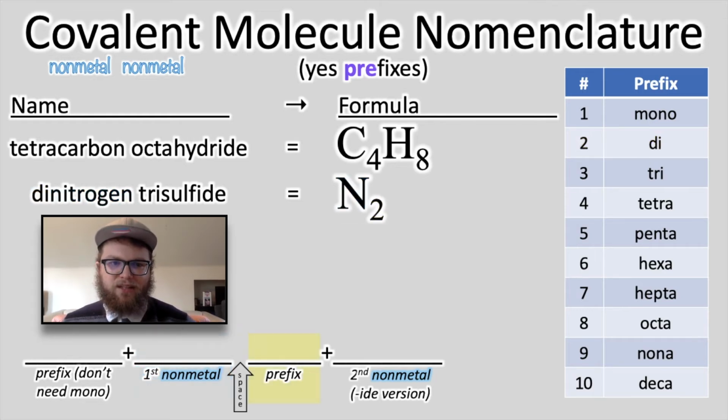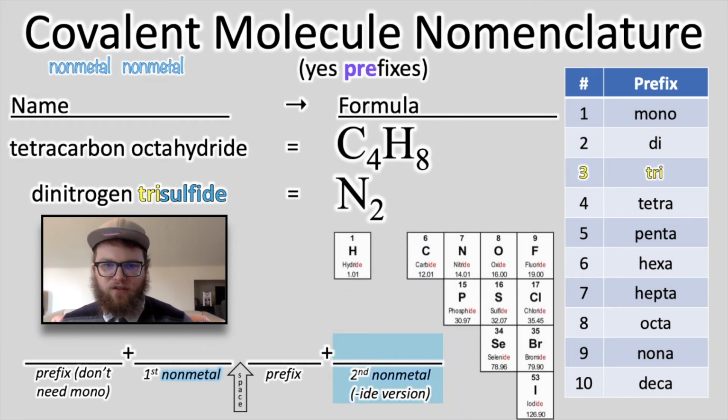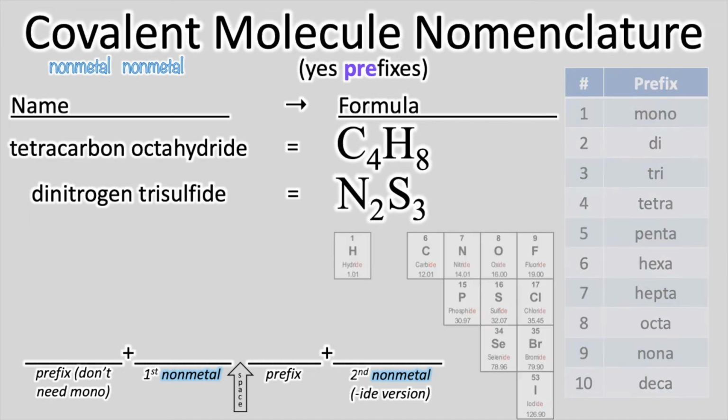Then we have a space and the prefix tri, which on our table means 3. Then we've got the second nonmetal, the IDE version, sulfide. If we look at our IDE versions, we know that sulfide means sulfur, so we can use S. So S3 is trisulfide. Dinitrogen trisulfide, N2S3.